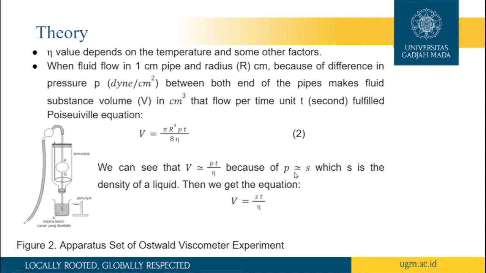Because P is proportional to the density of the liquid, then we get this equation. So the volume is equal to the density of the liquid times the flow time, and we divide it by the viscosity.